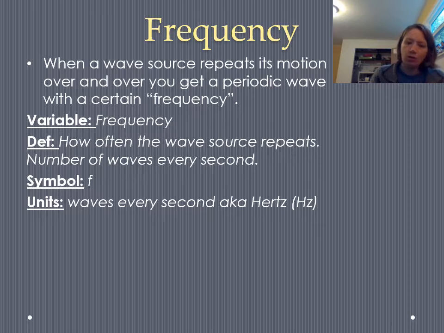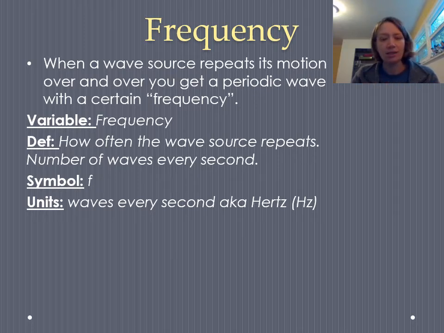And the units of waves are kind of funny. It's waves every second. It's how many every second. And scientists have a little shortcut for that. Instead of writing out waves every second, which would take a lot of work, one wave in 1 second is known as 1 hertz, or sometimes Hz.